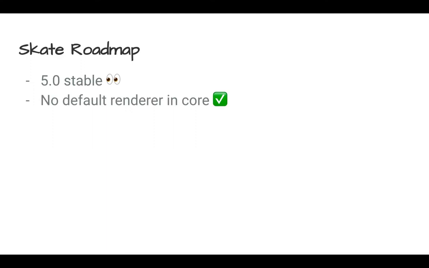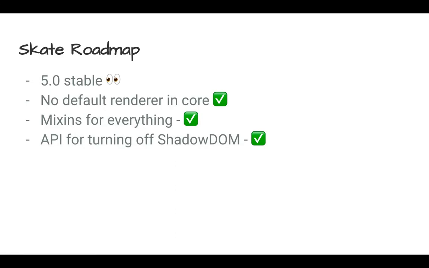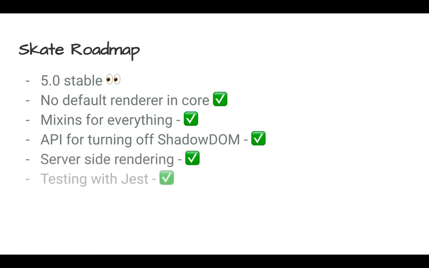Okay, what is the Skate roadmap? Version 5 stable will be coming out pretty soon. We have no default render in core. We have mixins for everything. We have APIs for turning off Shadow DOM, because sometimes you don't want to use Shadow DOM. You can do that with Skate as well. We provide server-side rendering, and this is a deal breaker for me. I really love testing, and I was really annoyed all the time to set up Karma and run all those browsers. And with Skate, you can run unit tests for web components within a Jest environment.